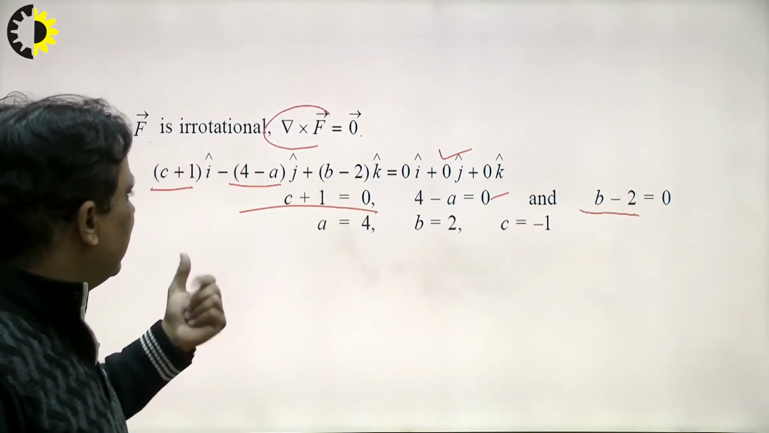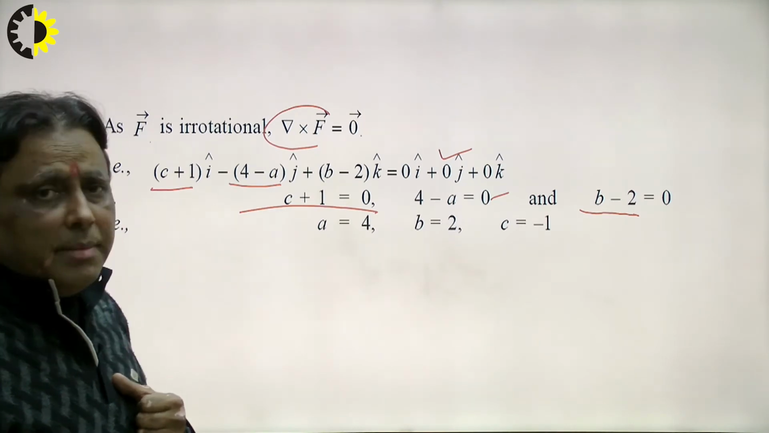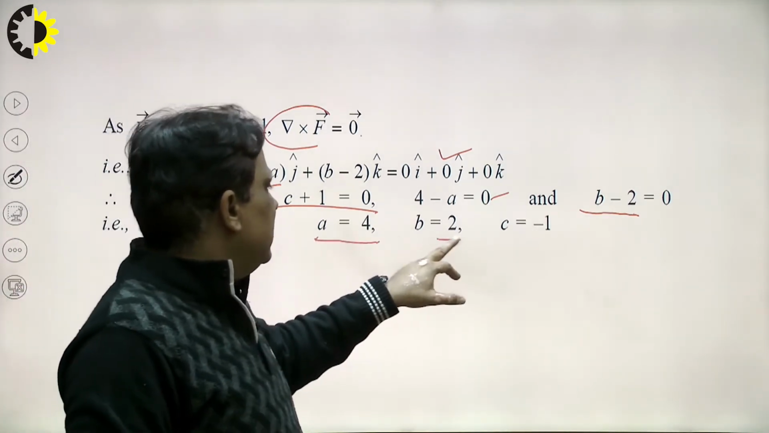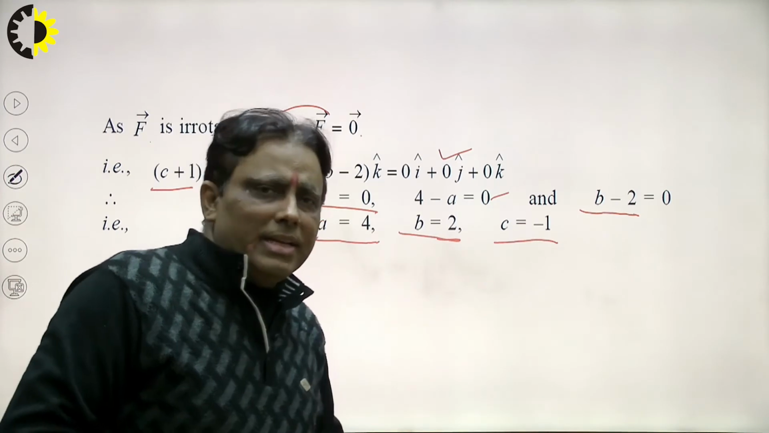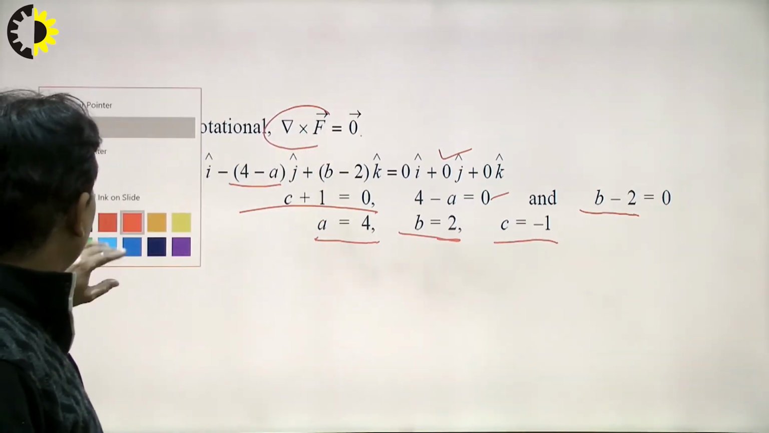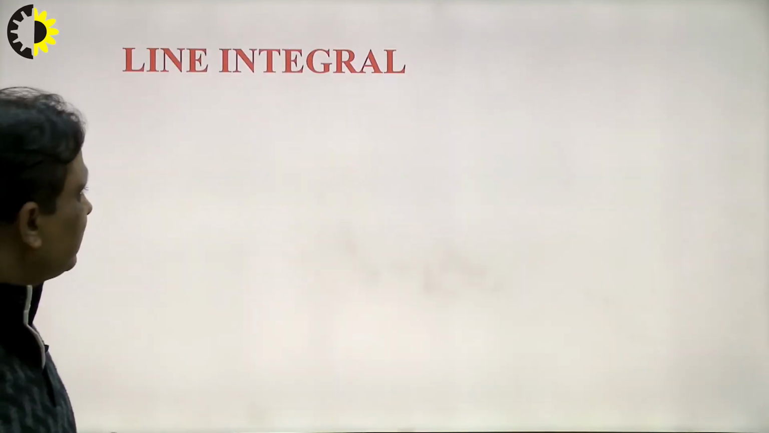In this way we calculate each term of a, b, c. So a is equal to 4, b is equal to 2, and c is equal to minus 1. In this way we can calculate the values of a, b, c.